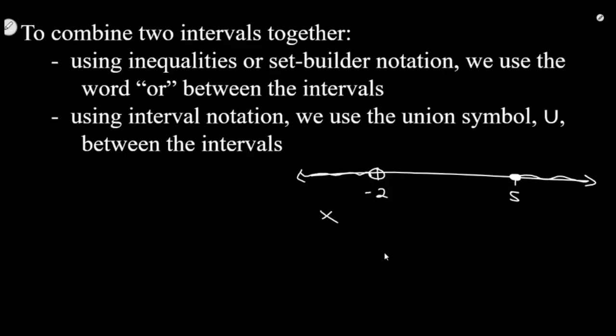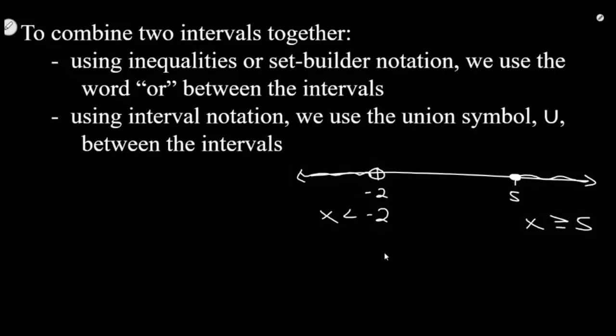Correct. X is less than -2, and we know it's just less than because of the open circle, right? That's why I call it an open endpoint. And then how would we describe this one? X is greater than or equal to 5. Does everybody remember that from their previous math classes?